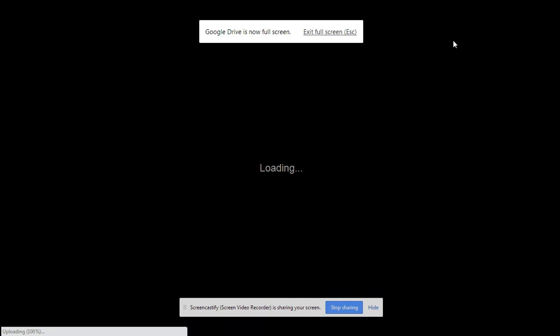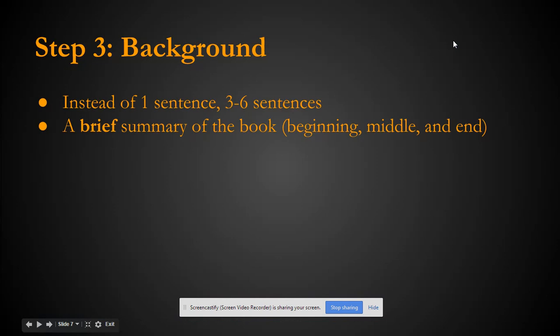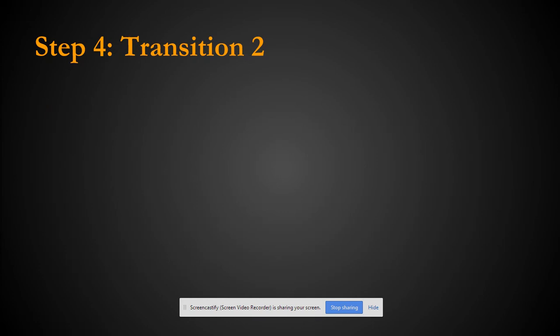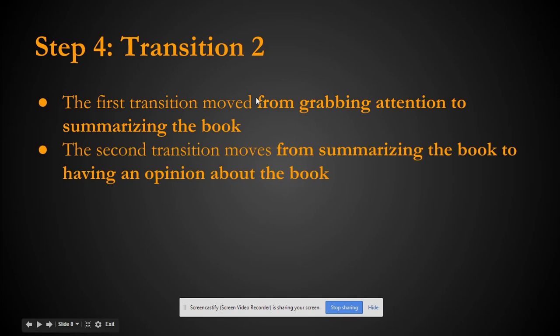Next, you have transition 2. The first transition that you already wrote a while back, the whole purpose of that was to move from grabbing my attention to talking about the book and summarizing the book. The second transition, the one that you're about to write right now, moves from talking about what happens in the book to talking about your opinion about the book. That's kind of an important difference.